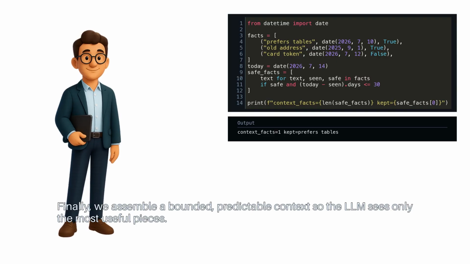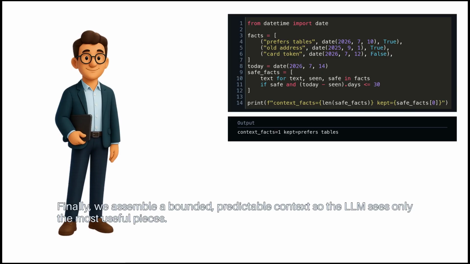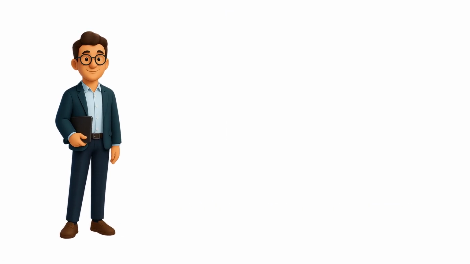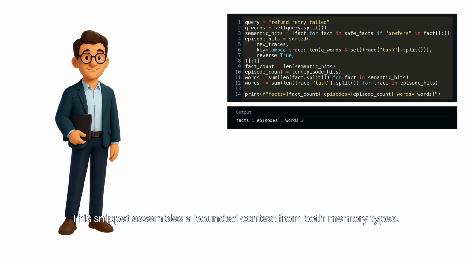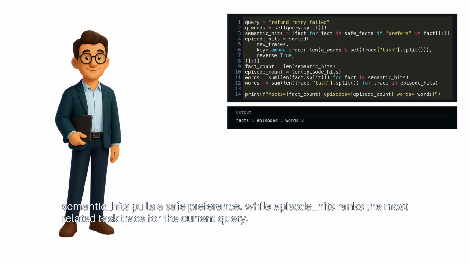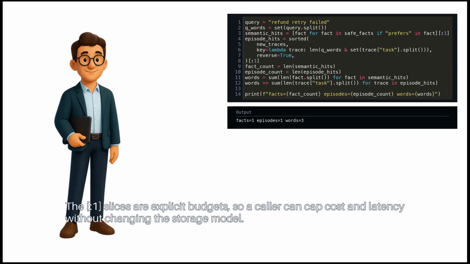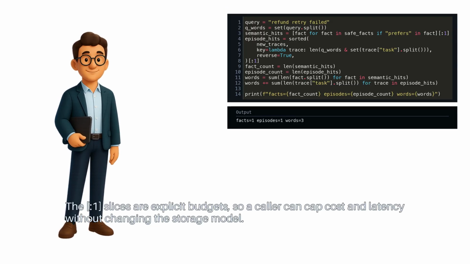Finally, we assemble a bounded, predictable context, so the LLM sees only the most useful pieces. This snippet assembles a bounded context from both memory types. The agent now has two independent retrieval paths. Semantic hits pulls a safe preference, while episode hits ranks the most related task trace for the current query. The slices are explicit budgets, so a caller can cap cost and latency without changing the storage model.